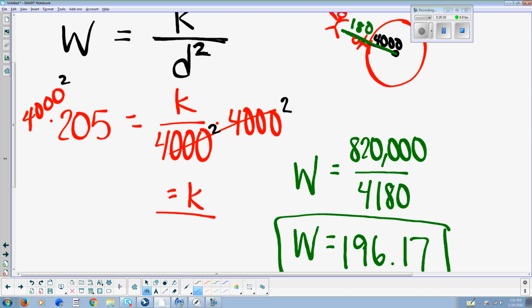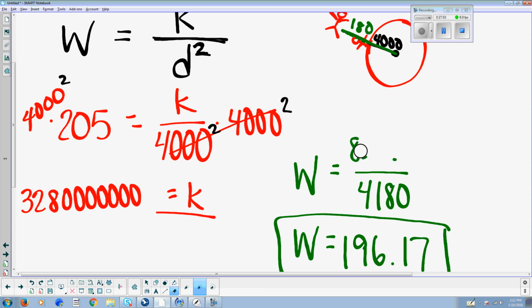So, backtracking. Sorry about that. That's why they make erasers. Okay. So, multiplying 4,000 squared times 205, I get a much bigger constant of variation. 328 and 1, 2, 3, 4, 5, 6, 7 zeros. There's my constant of variation. So now, when I go back over here, all of this is wrong, except that 4,180. I was so worried about that part that I messed up the rest of it.